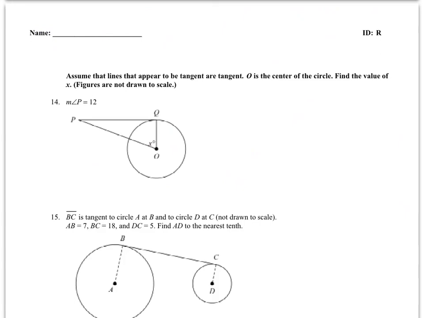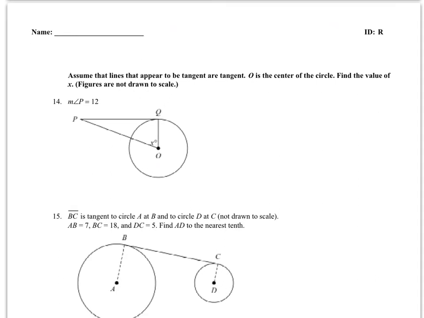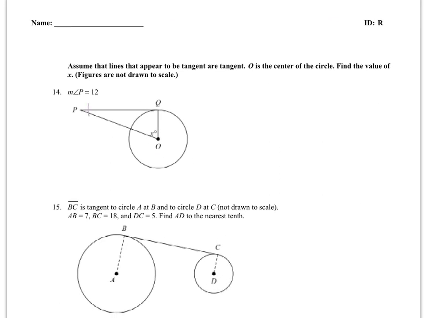Okay, so for number 14 it says angle P is 12. So I'm going to put a 12 here as soon as I grab the pencil. And we're looking for angle X, and because Q is tangent to the circle at the radius, it's 90. Remember that key thing, it has to be at a radius. We just have to do 180 minus 90 minus 12, and we end up with 78.